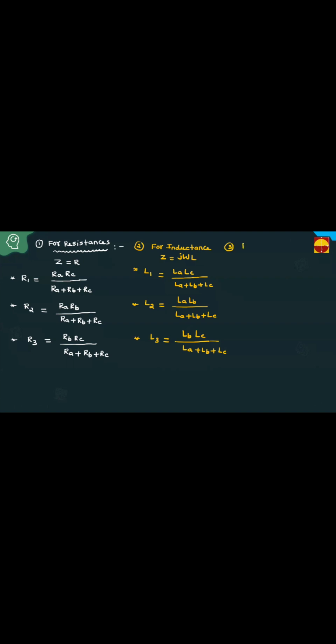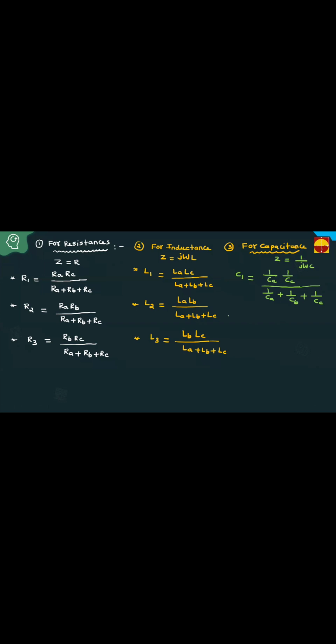The third one is for capacitance. If the element is capacitance, how to apply delta to star conversion? We know that for capacitance, impedance Z equals 1 by j omega C. Then how to calculate C1? C1 equals 1 by CA into 1 by CC, by 1 by CA plus 1 by CB plus 1 by CC. Like this I can apply. Clear, students? Just replace the impedance. If it is a capacitance, directly the capacitance is given.